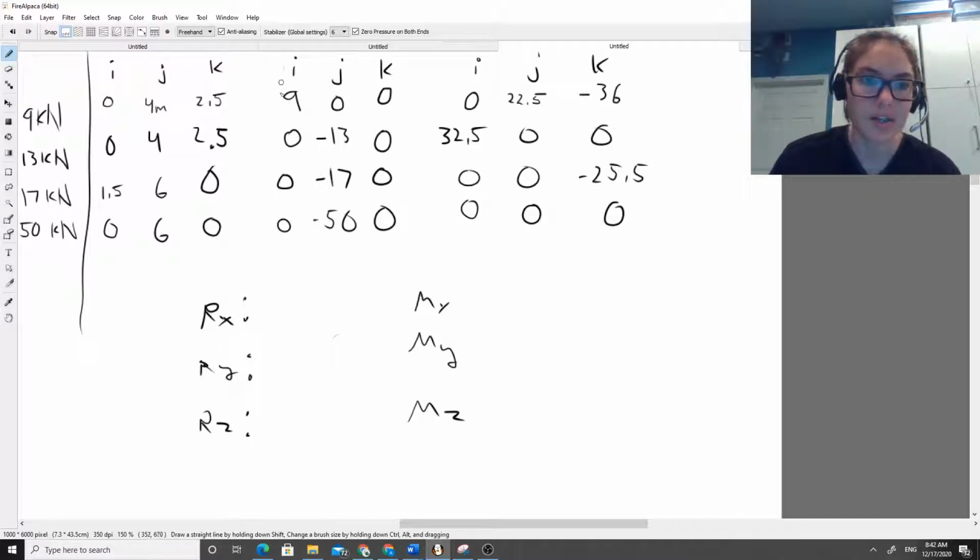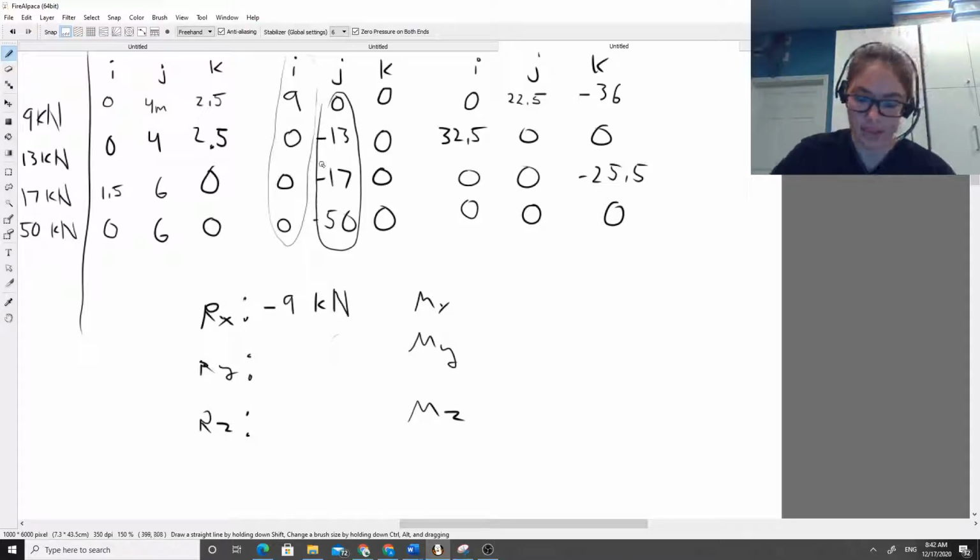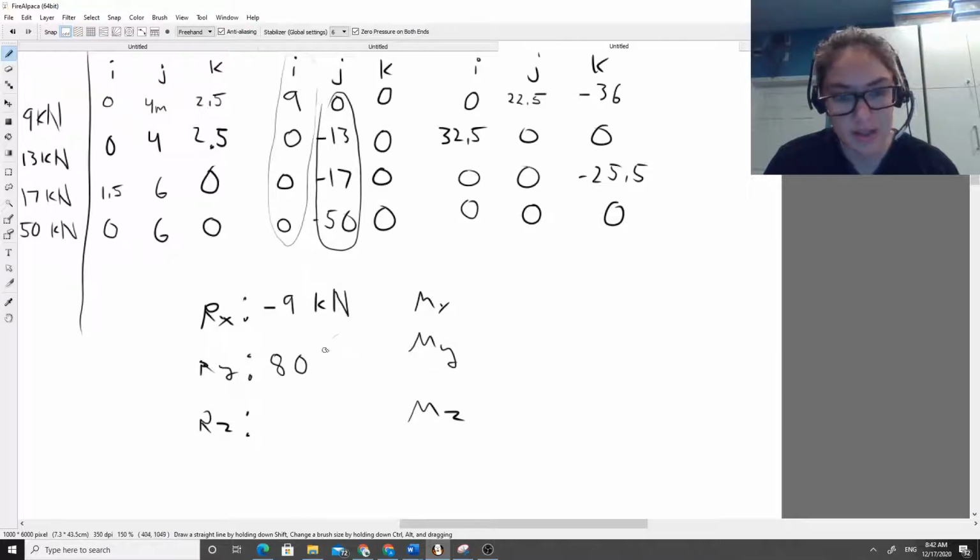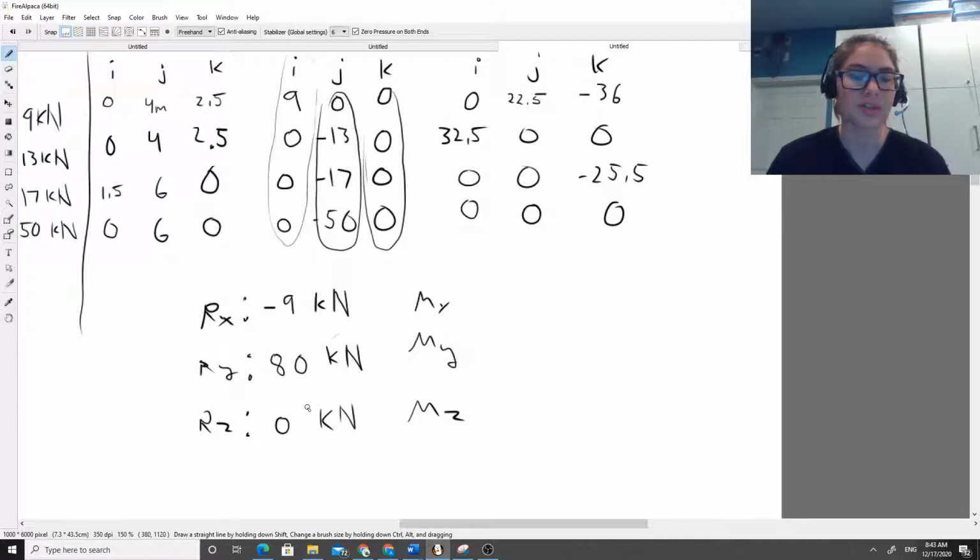So in the x direction, these are all the forces that are acting in the x direction. We need a force that's equal and opposite to it, so that's going to be negative 9 kilonewtons for our x. What about the y? Well, we have to add all these up. So that's going to be negative 13 plus negative 17 plus negative 50, so specifically negative 80 as our total here, and we need one that's opposite and equal to that, so that's going to be a positive 80 kilonewtons for our y. Then we have actually no forces in our z direction, so we have no reaction force in the z direction.